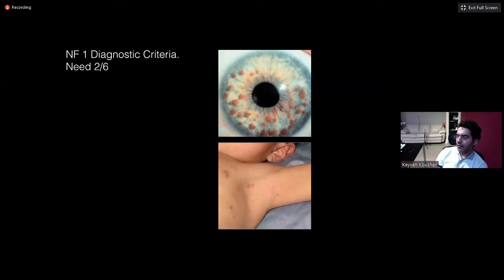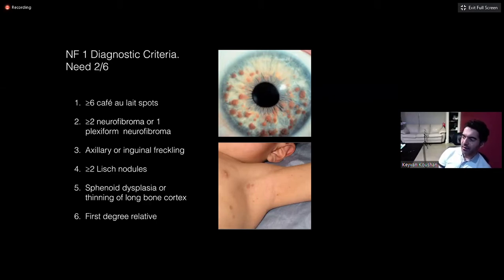Okay, so to diagnose NF1, this is also an exam favorite. You need 2 out of 6 things. We have all those other associations, but to formally diagnose someone, you need 2 out of these 6 things. So it's easy to diagnose someone, obviously. You only need 2 of these. You need more than 6 cafe au lait spots, which is the skin lesions. You need 2 neurofibromas or 1 plexiform neurofibroma.